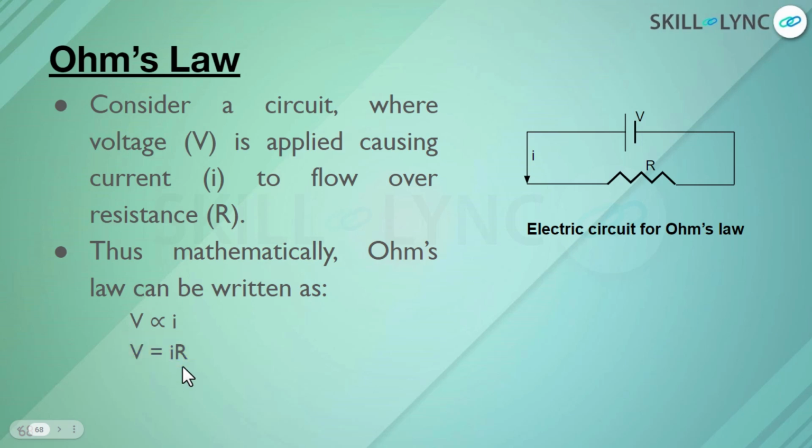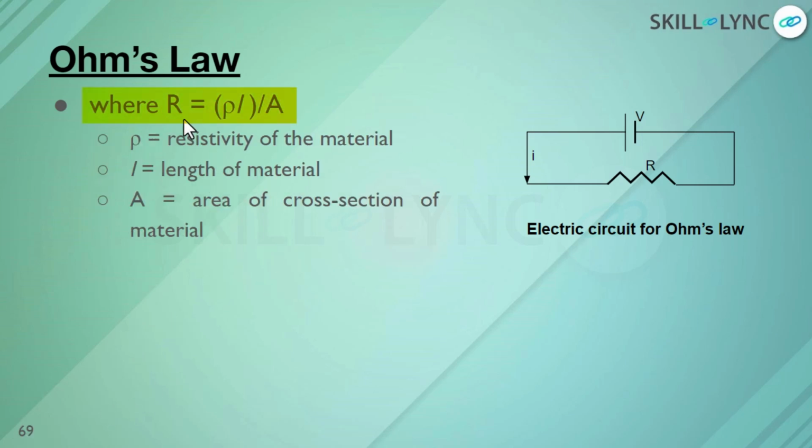As we have seen in the previous slide, Ohm's law states that voltage is directly proportional to current. That is, the higher the current, the higher the voltage. The lower the current, the lower the voltage. But the proportionality constant of this equation is R, that is resistance, where resistance is equal to rho L by A. This sign is pronounced as rho. Rho L by A is equal to resistance.